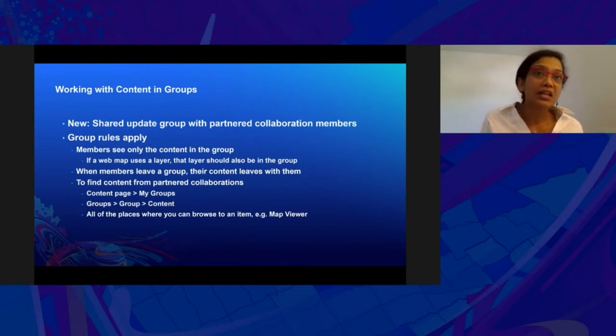And when members leave a group, their content leaves with them. And if you want to find content from partner collaborations, you can do that in your content page. You can look at all of the content in your groups in the My Groups tab of the content page, or you could go to the groups page and navigate to a specific group and look at the content in that. And of course, all of the content that's available to you, you could browse to from wherever you're browsing to content. For example, in Map Viewer, if you want to add a layer, you'd be able to go and find content from your partner collaborations as well.